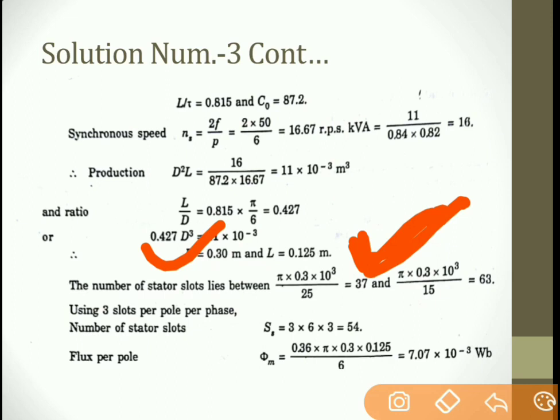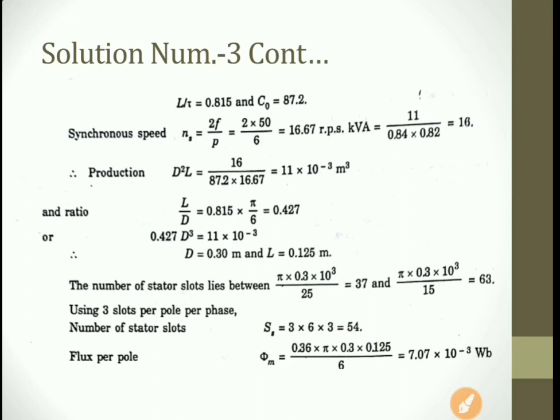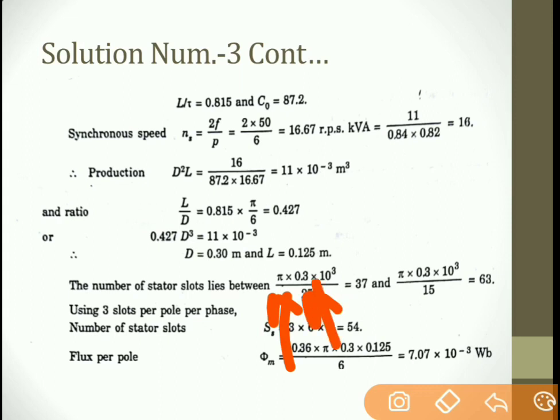Apart from that, the number of stator slots, how many slots are to be there, that is calculated. Number of stator slots is equal to pi into d. I can say number of stator slots lies between, we have written pi into d into 10 raised to 3 divided by 25. We have divided it with 25, and then it is further divided with 15.